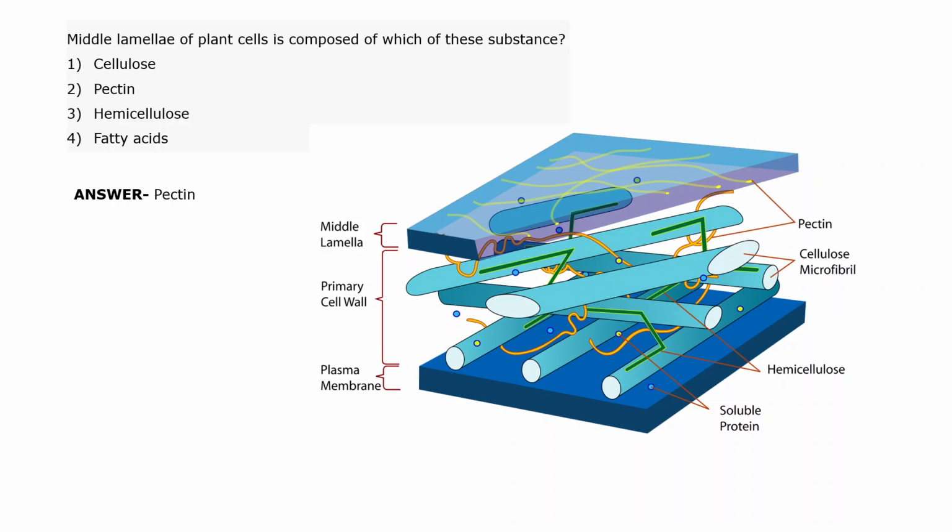Whenever cell plate formation takes place in a plant cell, the middle lamella is the one that forms first as the cell plate is getting formed, followed by cytokinesis. So I hope I am clear. Does anyone have any doubt regarding this?